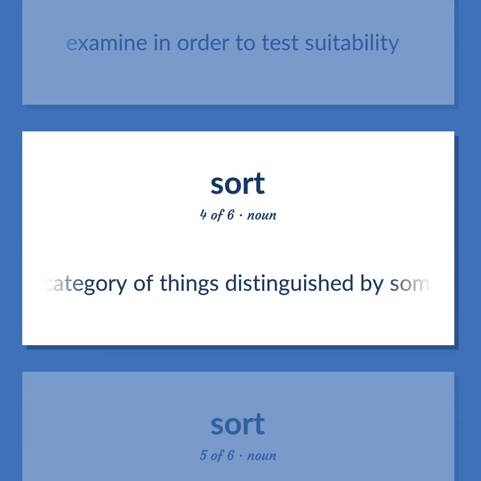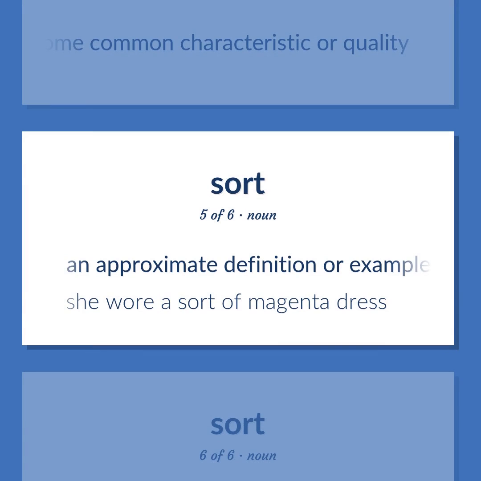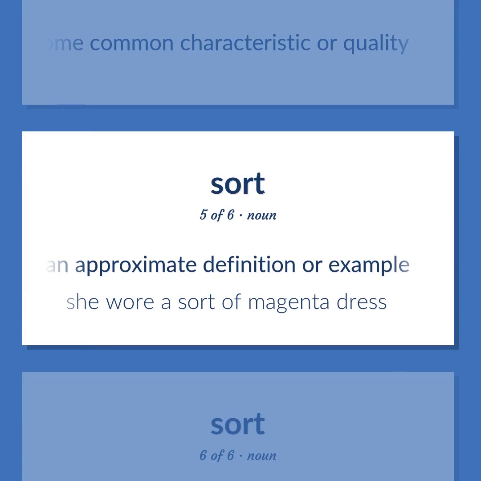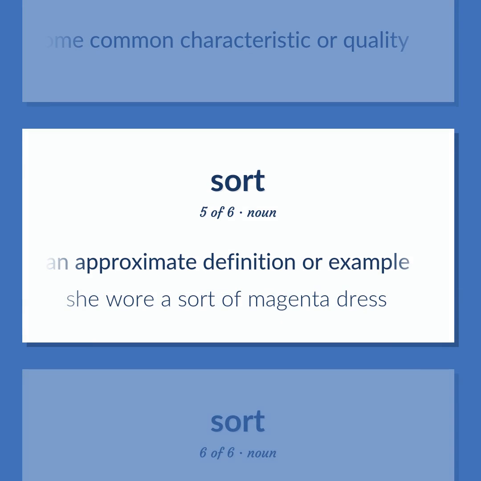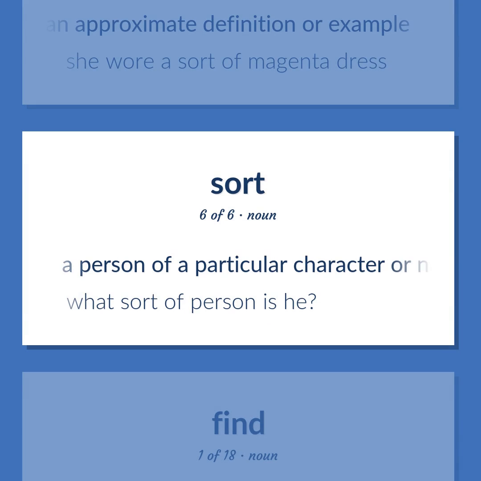A category of things distinguished by some common characteristic or quality. An approximate definition or example. She wore a sort of magenta dress. A person of a particular character or nature. What sort of person is he?